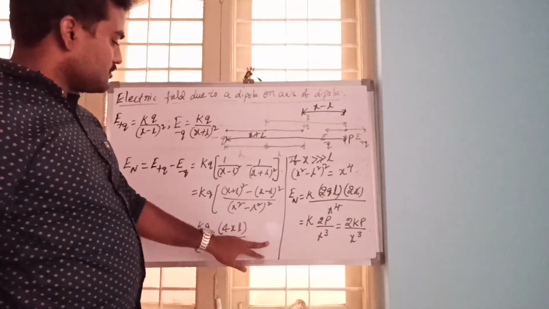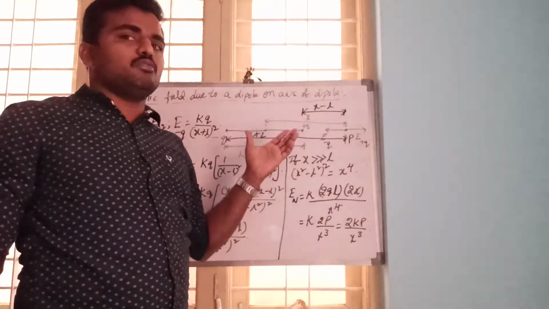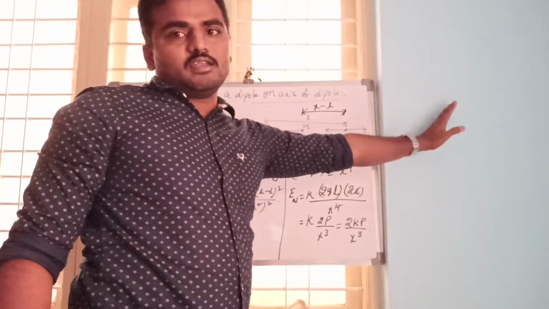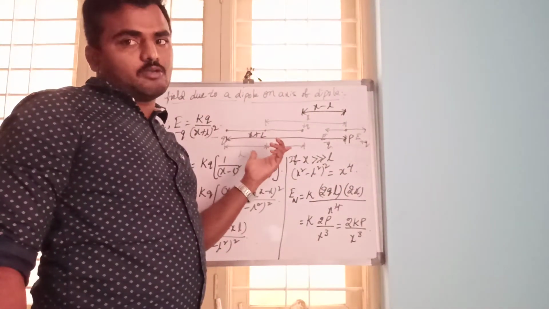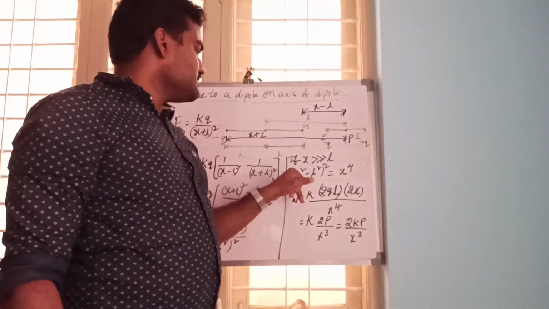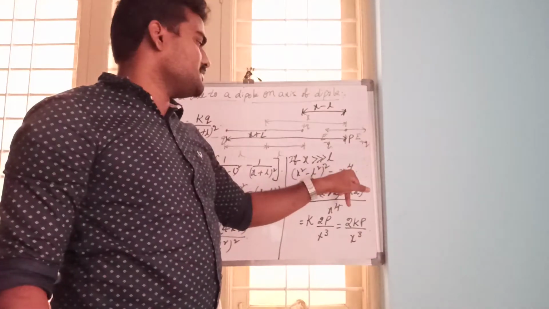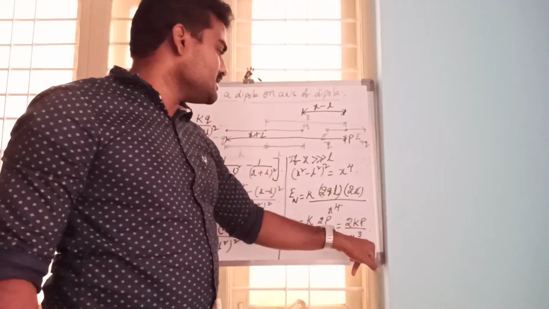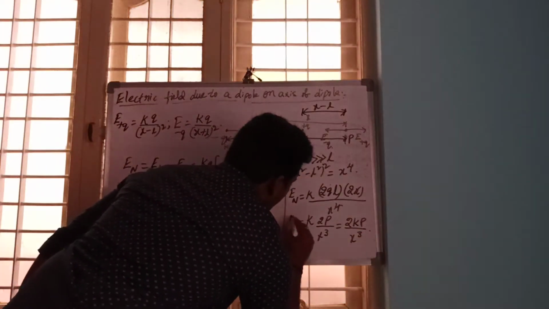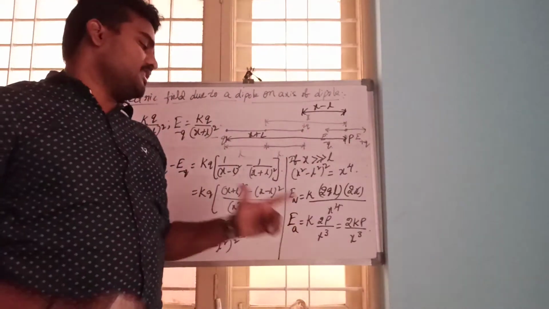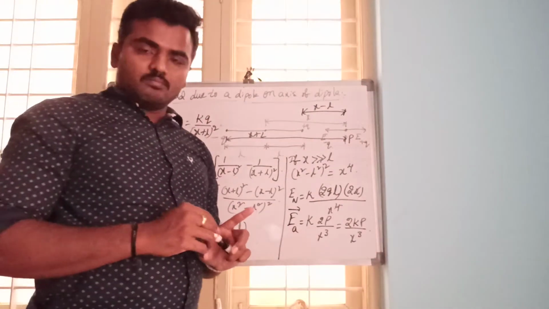If the distance of the point from the center of the dipole is far greater than half of the length of the dipole, then what will happen? (x square minus L square) whole square will become x power 4. If we cancel, we will get the electric field on the axial line. So let us write it as E_A, because on the axial line it will be 2kp by x cube.